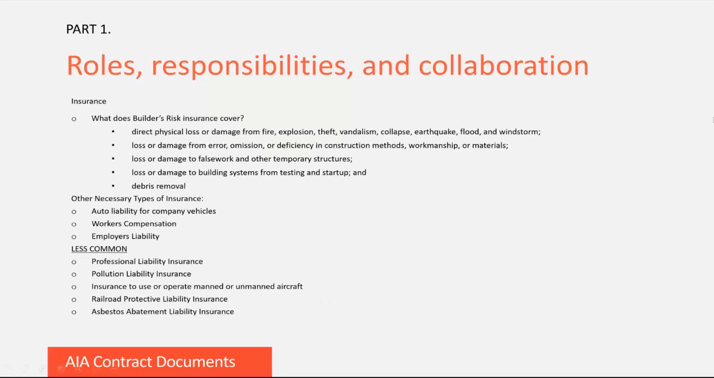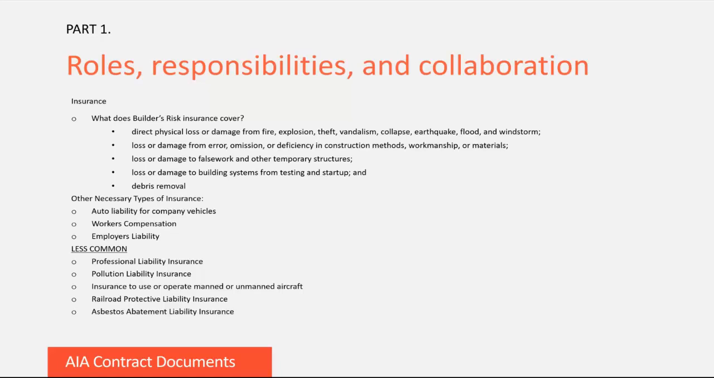So what does builder's risk insurance cover? It covers direct physical loss or damage from things like fire, theft, vandalism, natural disasters, loss or damage from error, omission, or deficiency in construction methods, workmanship, or materials, damage to false work and other temporary structures, loss or damage to building systems from testing and startup, and debris removal.